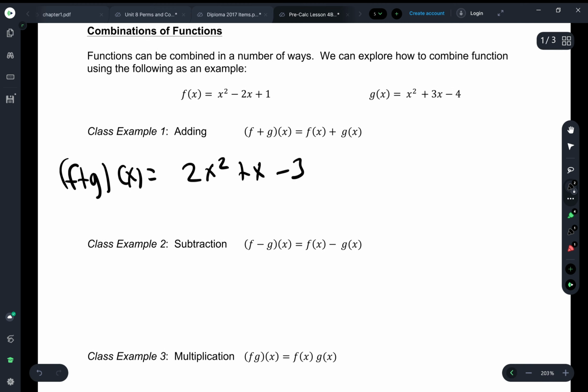F minus g, so kind of the same thing. x squared minus x squared, that's going to be gone. Negative 2 minus 3 is a negative 5x. 1 minus a negative 4, that's plus 4. So negative 5x plus 5. That's your f minus g function.